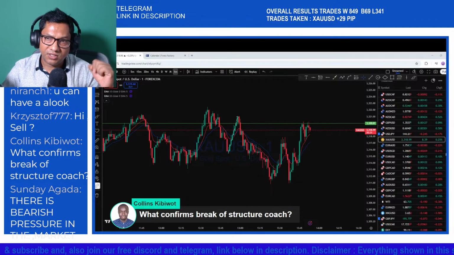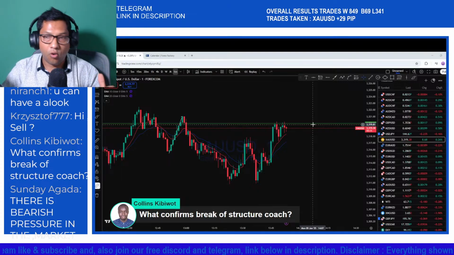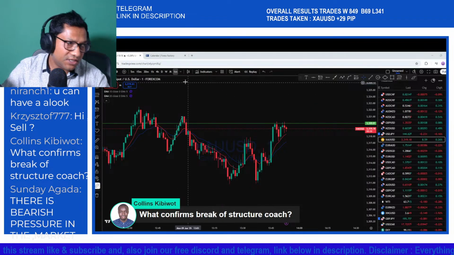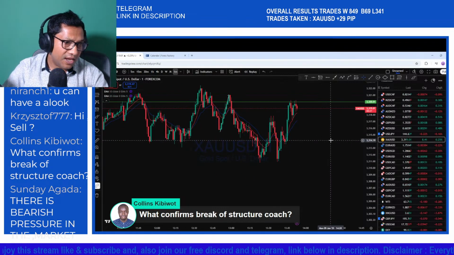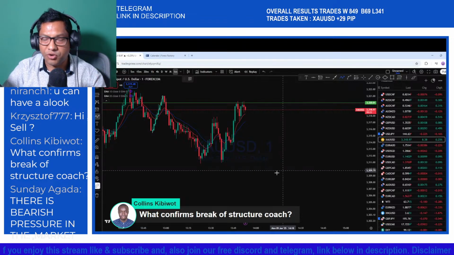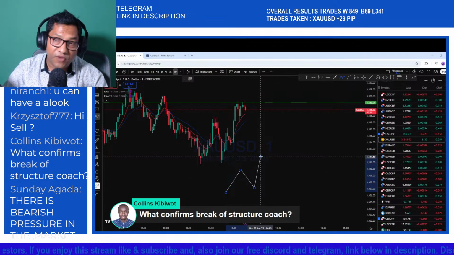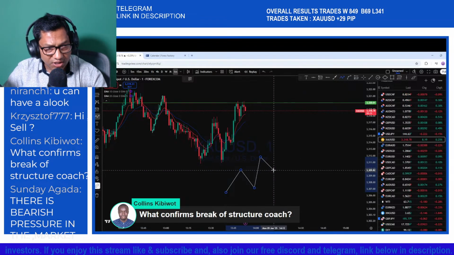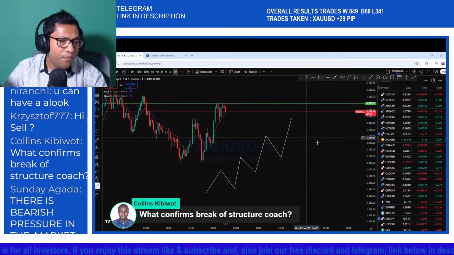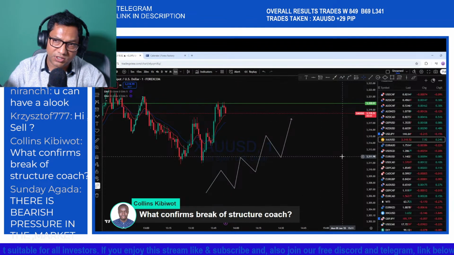So therefore, to understand the break of structure, the first step is to understand what is structure, what is market structure, how does it look when a market forms a healthy structure, right? So let's understand what is a healthy market structure when it is in an uptrend. A healthy market structure is like that. You may not find an ideal market structure, but similar, creating a series of higher highs and higher lows. This is a healthy bullish market structure.